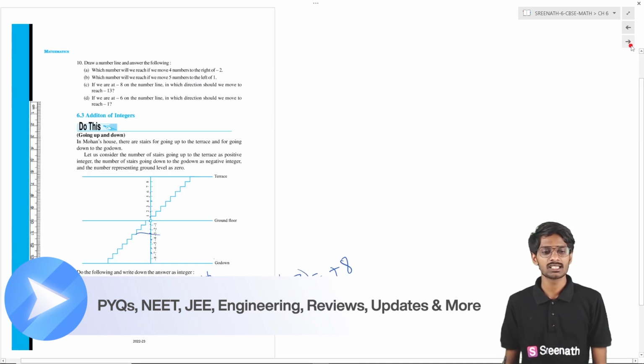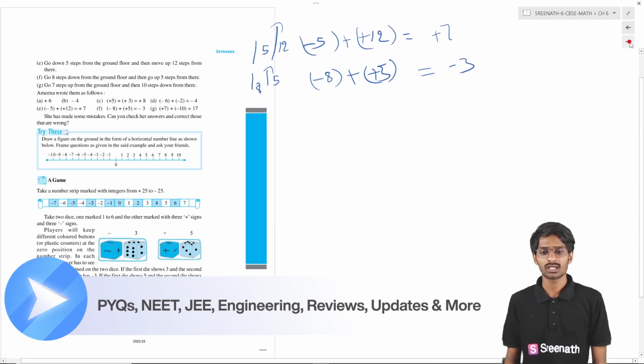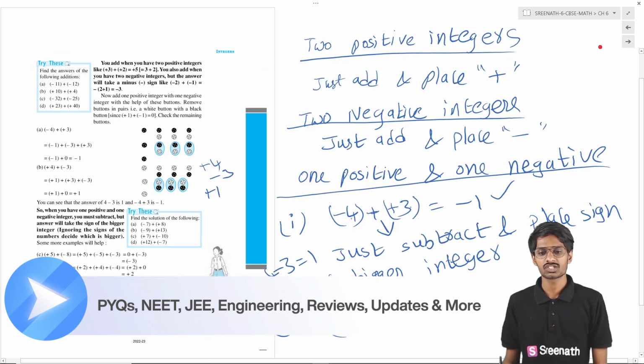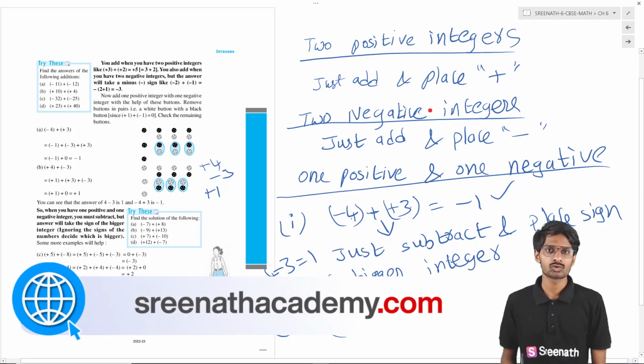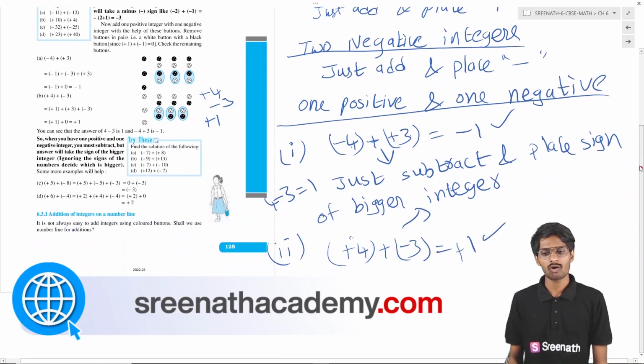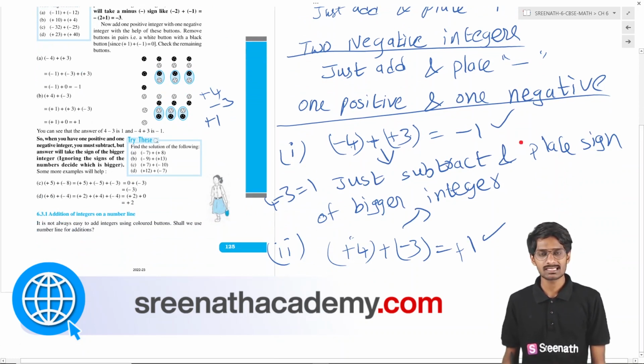Okay, next thing is addition of integers. One thing you have to remember in the case of addition, students: whenever we have to add two positive integers, just add them and place the positive sign. Whenever you have to add two negative integers, just add them and place the negative sign. Whenever we have to add one positive and one negative integer, just subtract them and place the sign of the bigger integer.